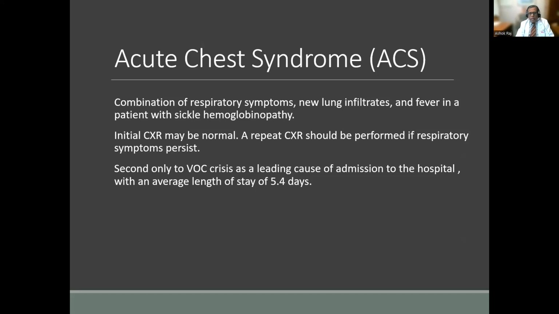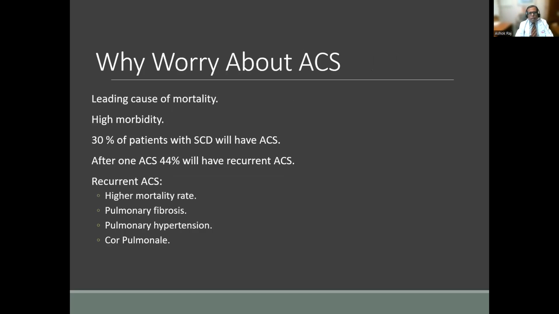It is second after vaso-occlusive crisis as a leading cause of admission to the hospital, with an average length of stay of about 5.4 days. So why worry about acute chest syndrome? I told you it is the leading cause of mortality. It has high morbidity. 30% of patients with sickle cell disease will have acute chest syndrome, although that is older data. Now with good disease modifying therapies, we have really brought that level down significantly.